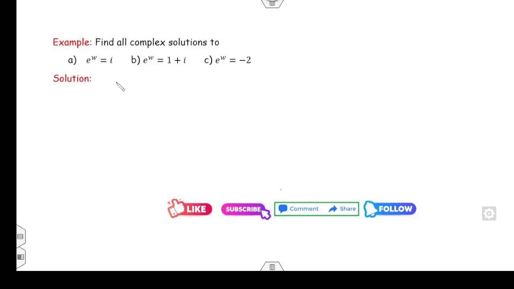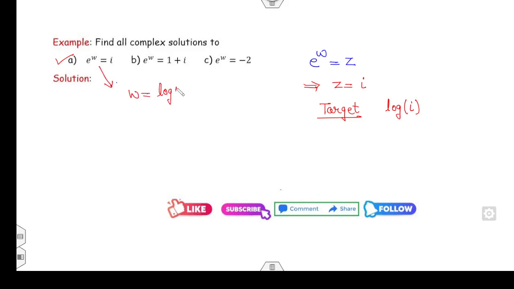So look at that. If I compare this equation with it, what is z for the first part? z is equal to iota. That means your target is to find the value of the log of iota. That's what it will be, right? And if you look from here, w is nothing but my log of iota. Just look again, iota lies in the first quadrant. If it lies in the first quadrant, what will its modulus be? 1. What will the argument be? Tan inverse 1 by 0, that is pi over 2.